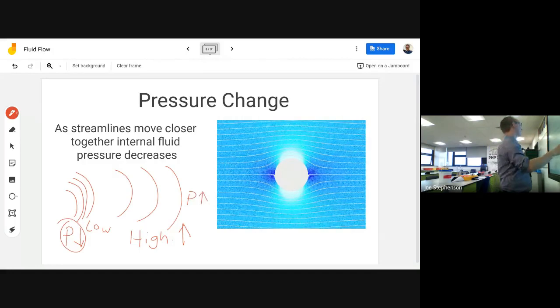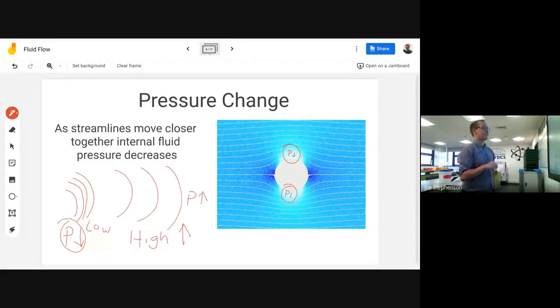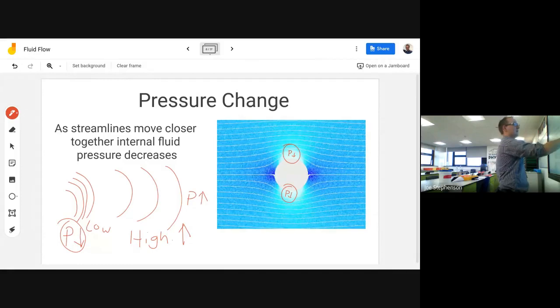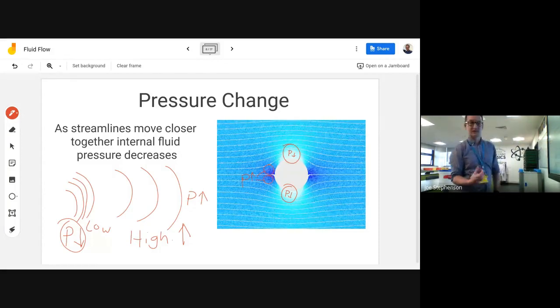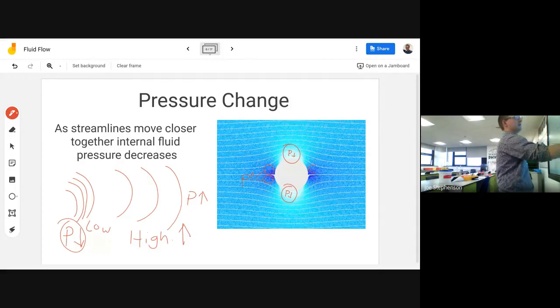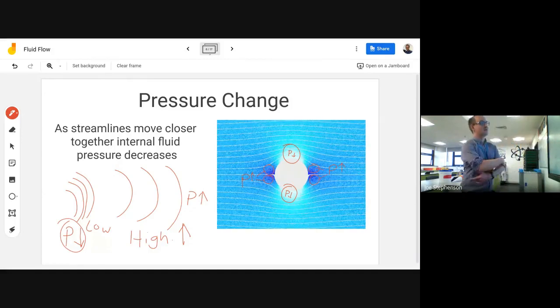Again, think about where we're going to find the lowest pressure on this particular diagram. In this case, the pressure drops in there and in there. What you might find is that in this region just here, the pressure will actually increase because those streamlines are getting further apart. You might find the same here and here. So you'll get a pressure increase behind the object as the air moves over it. You can really highlight where these pressure changes are taking place.